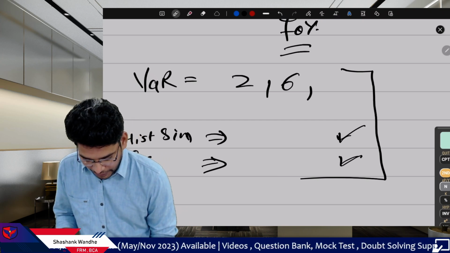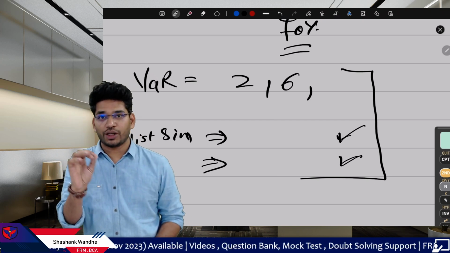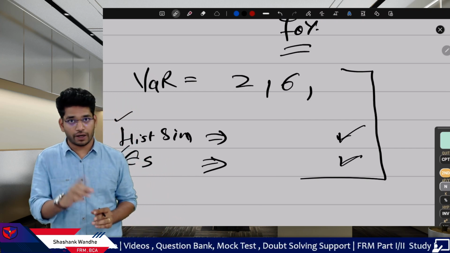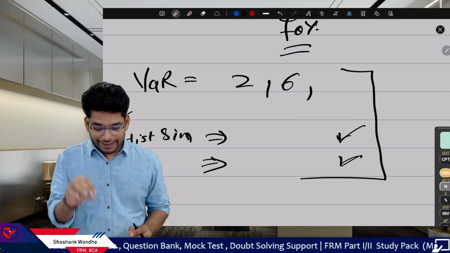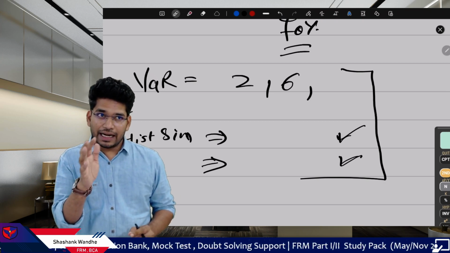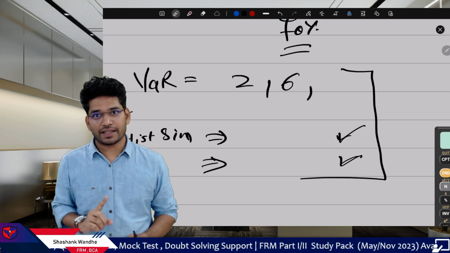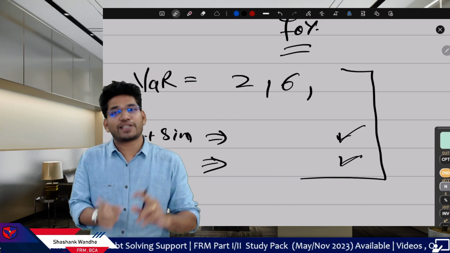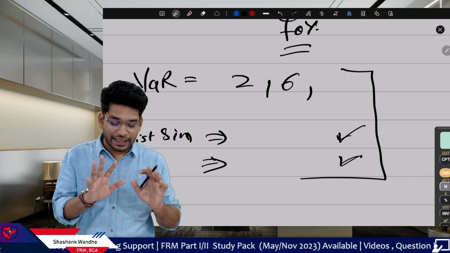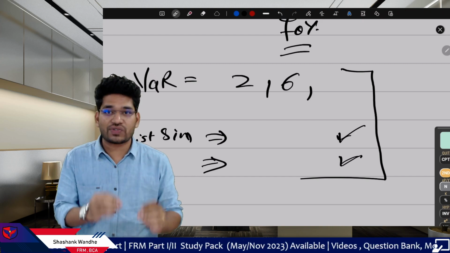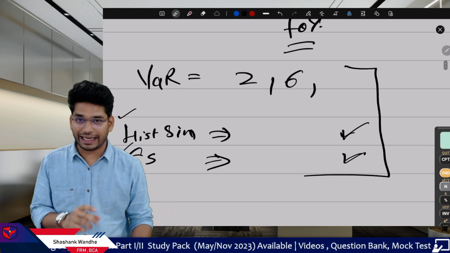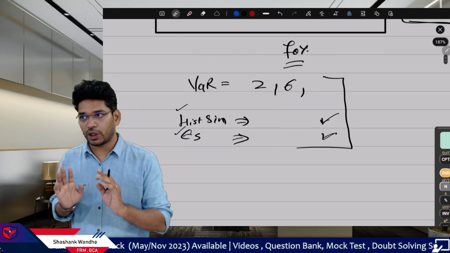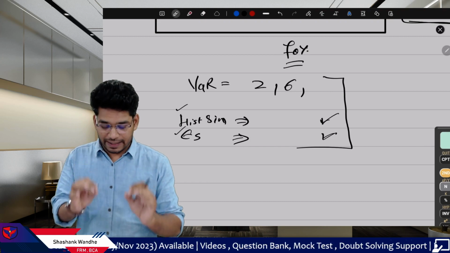The method we used for the calculation of value at risk in historical simulation and for the expected shortfall in FRM Part 1, this method is 99% the same, but there is 1% difference. I will tell you what the difference is. And this difference creates problems in the exam, and you must remember the difference. What is the difference in calculation of value at risk in FRM Part 2 versus FRM Part 1? For the same method, there is a difference in calculation.